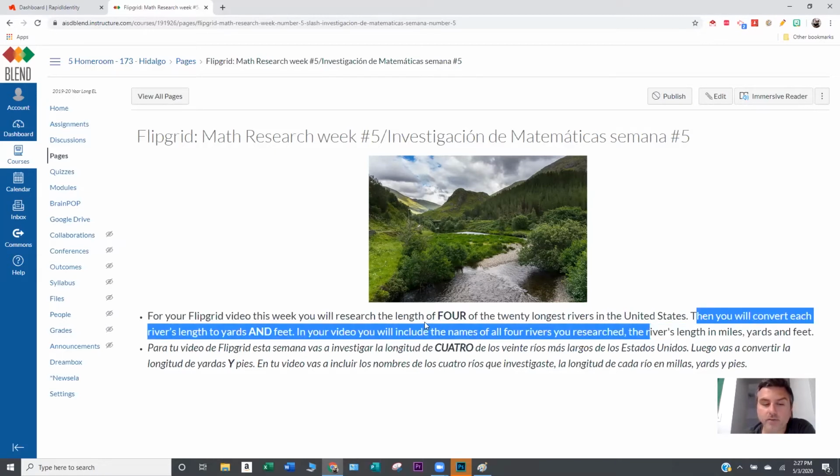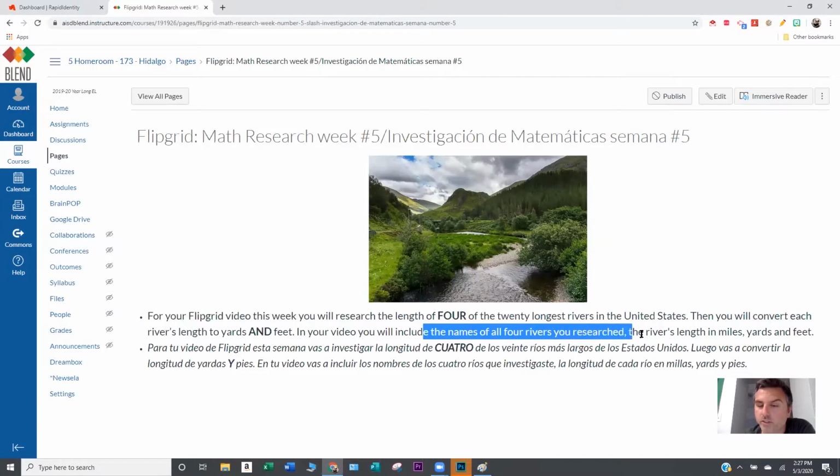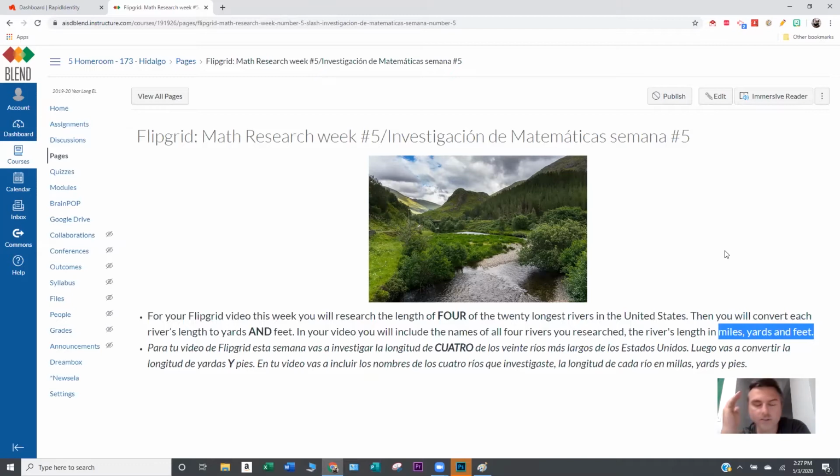Then you're going to convert each river's length to yards and feet. In your video, you will include the names of all 4 rivers you researched, the rivers' lengths in miles, yards, and feet. So you've got to find them. You've got to list them in miles and then yards and then feet. So I'm going to go over exactly what the expectations are.